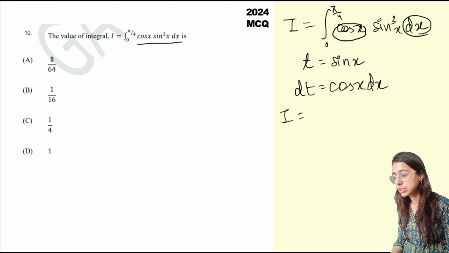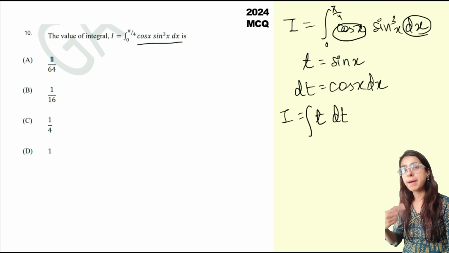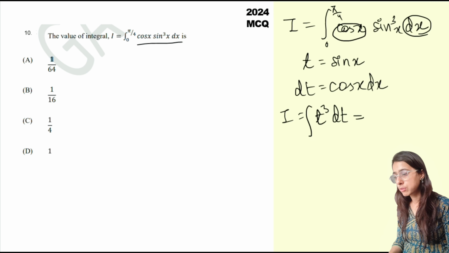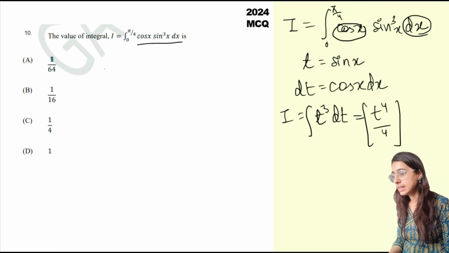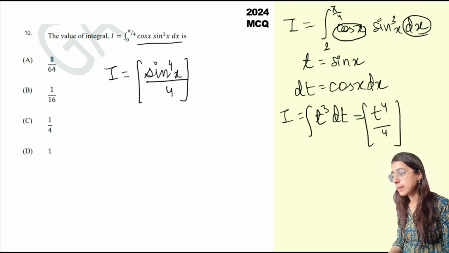So we will get integration t cube dt. यहाँ पर I am not going to put the limits right now. मैं बाद में limits को put करूंगी. So this will become t raised to power 4 by 4 and then some limits. Now what is t? T was sin x. So sin raised to power 4x by 4 and then limits. Now यहाँ पर मैंने अपने क्वेश्चन को वापस साइन के फॉर्म में चेंज कर दिया. Therefore I can put the initial limits which is from 0 to pi by 4.